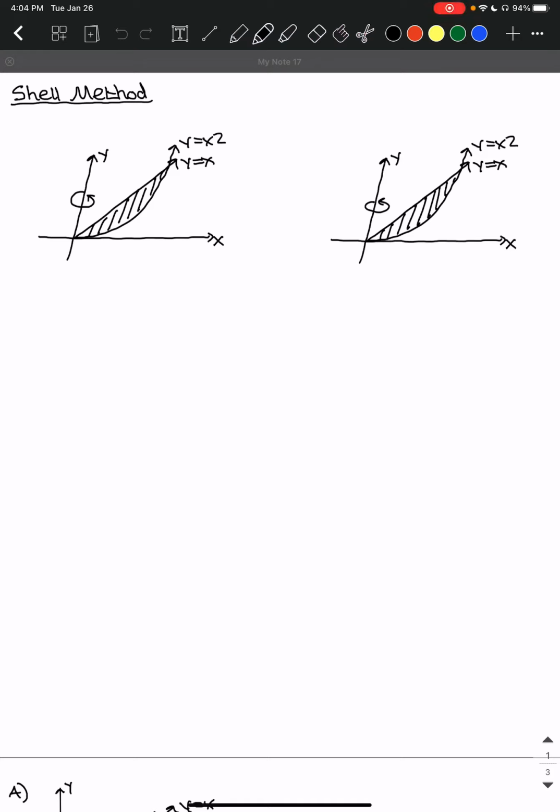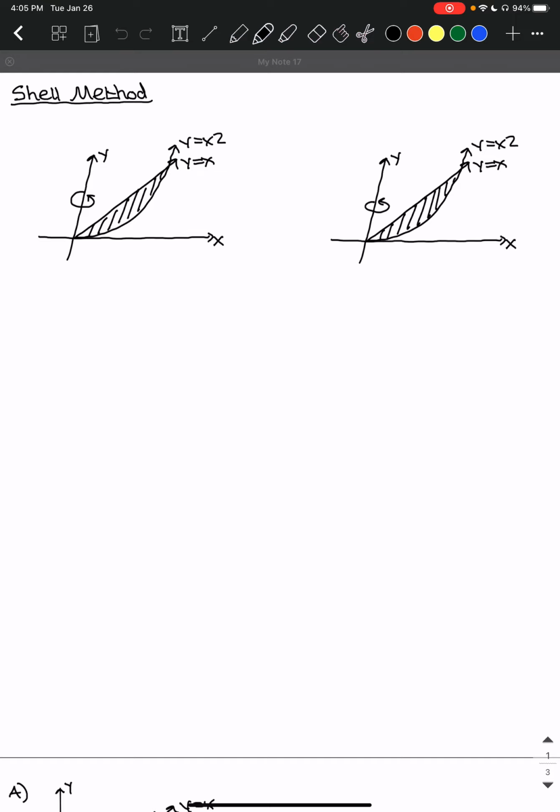Hi everyone, welcome back. Today we'll be talking about the shell method, which is another method of determining three-dimensional volume when a two-dimensional surface is revolved around a specific axis. We'll see it's very similar in computational levels to the disk and washer methods from last video.